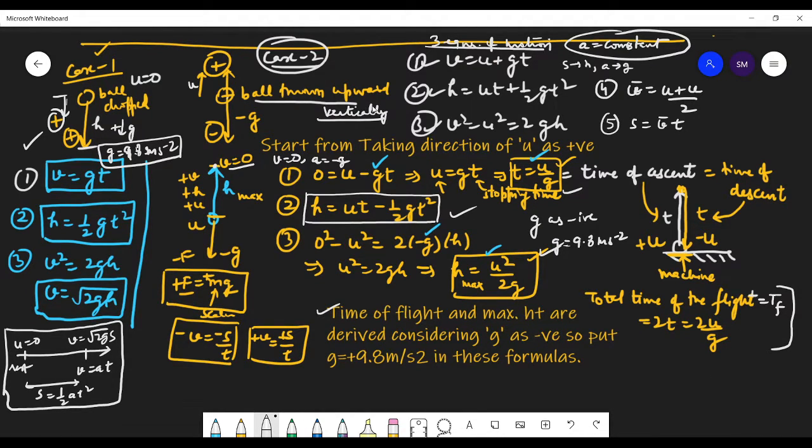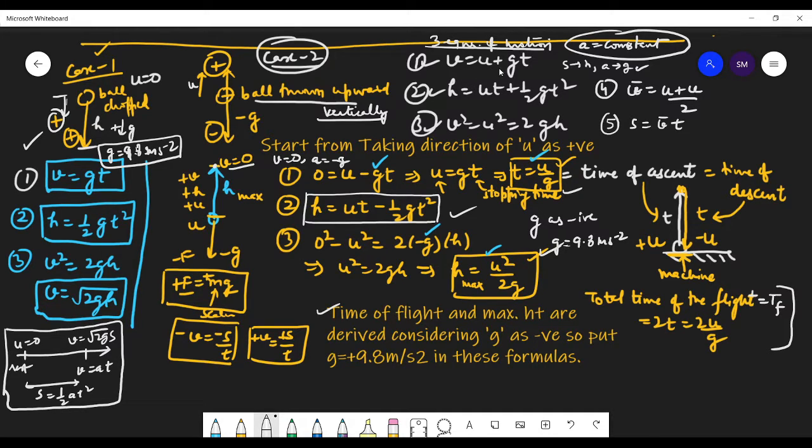So students, again a brief revision. We have three equations of motion, and now we are transforming the three equations of motion. We used them in horizontal motion. Now we are using them in vertical motion. So in vertical motion, acceleration will be replaced by g, acceleration due to gravity, a special symbol. We are using g.